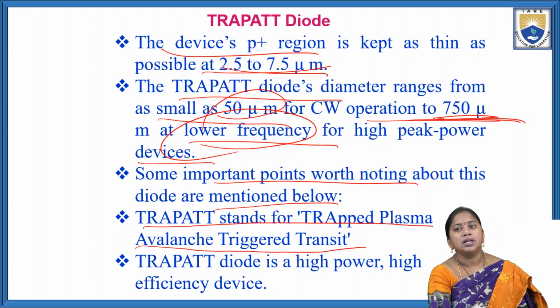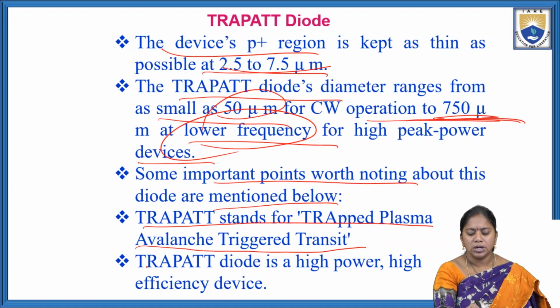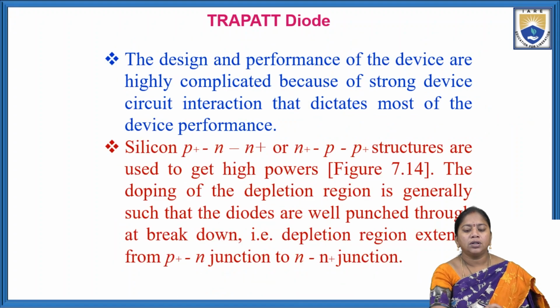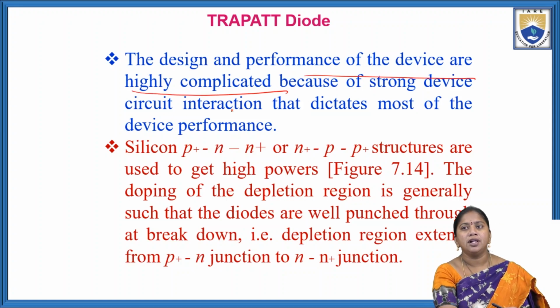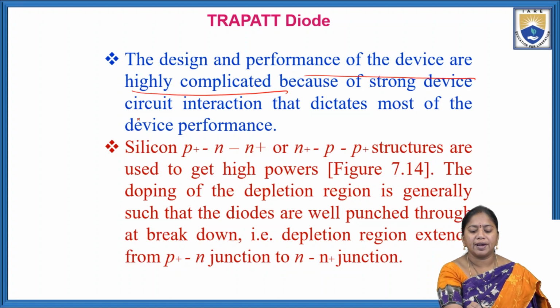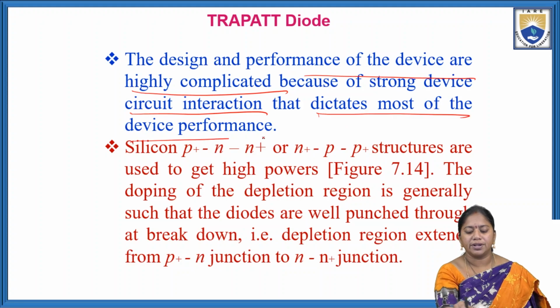TRAPATT means Trapped Plasma Avalanche Triggered Transit. TRAPATT stands for Trapped Plasma Avalanche Triggered Transit Time Devices. So, the TRAPATT diode is a high power, high efficiency device. The design and performance of the devices are highly complicated because of the strong device circuit interaction that dictates most of the device performance.